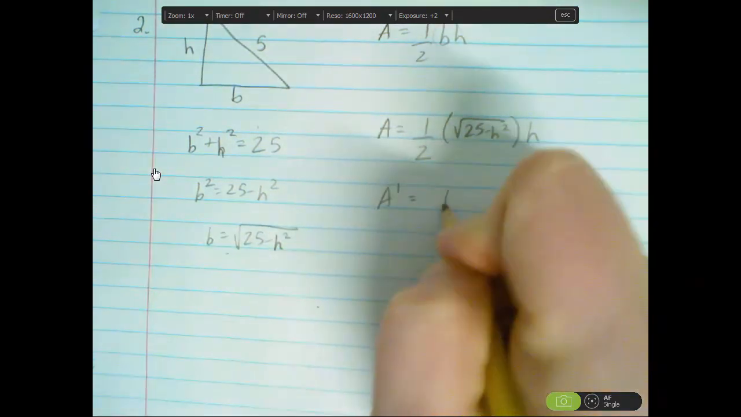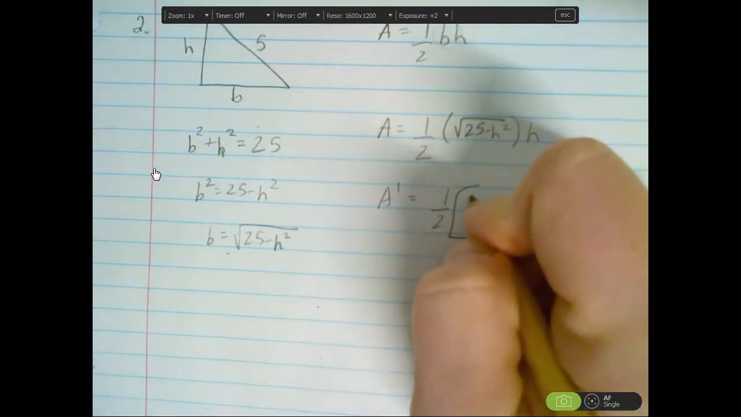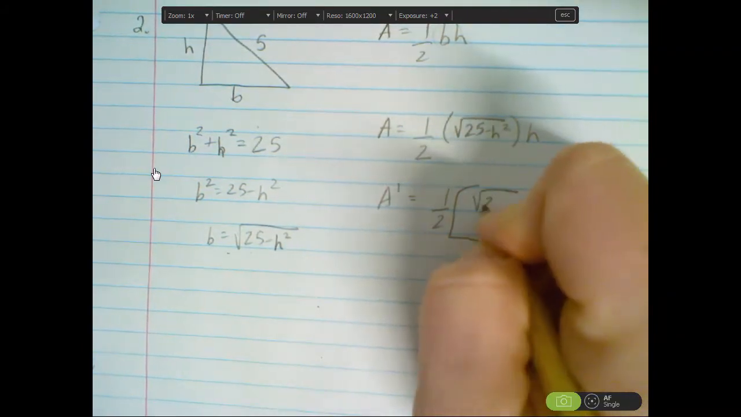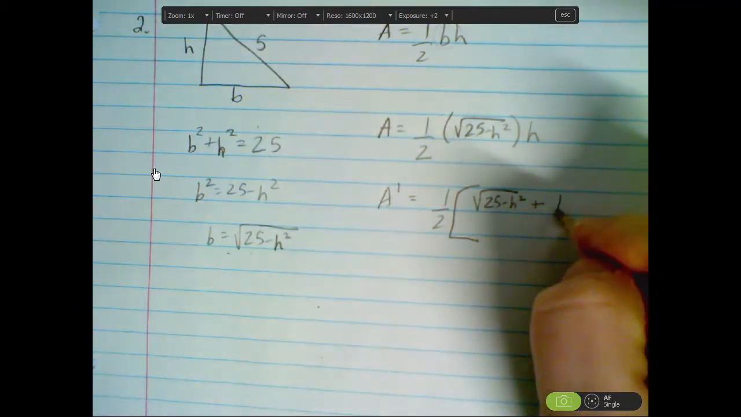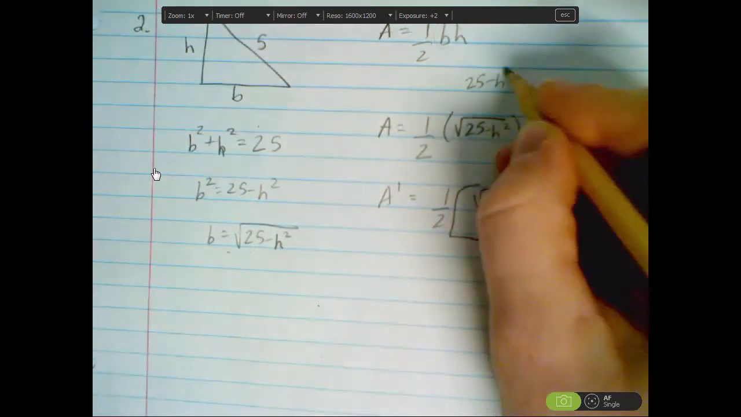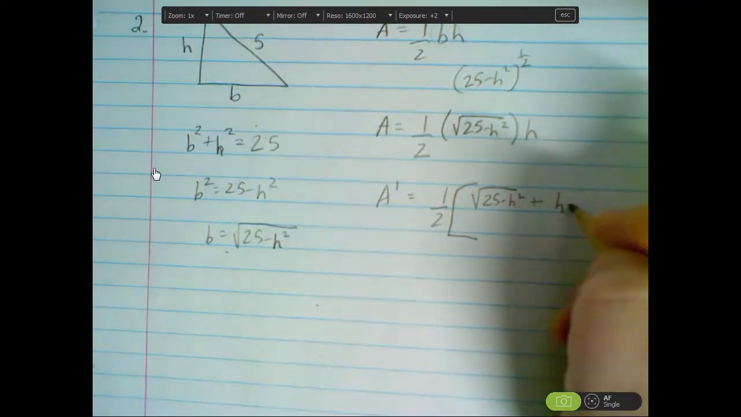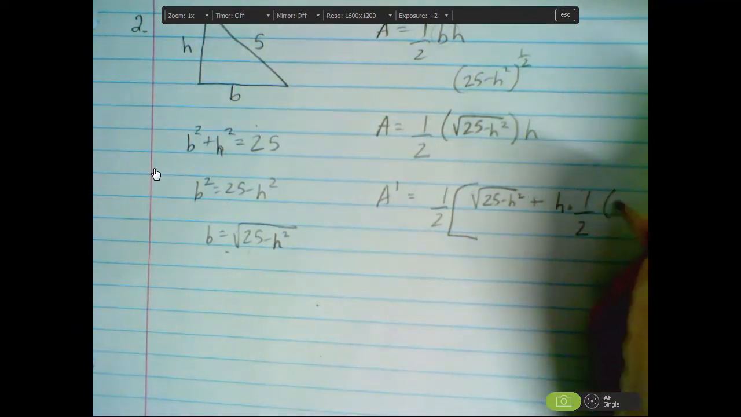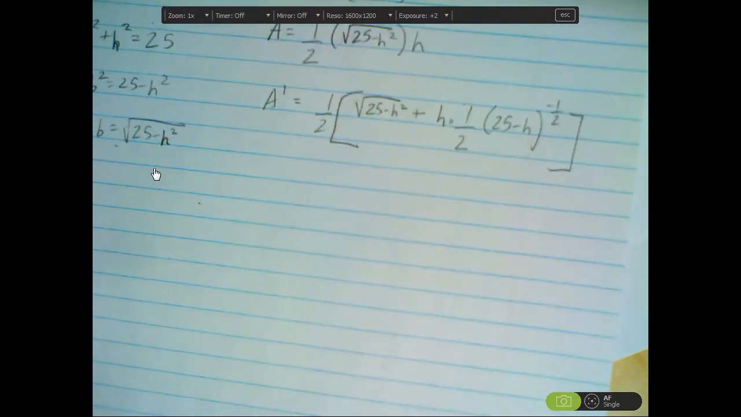So A prime equals 1/2 times product rule. First times derivative of the second is simply square root of 25 minus h squared. Plus second times derivative of the first is h times, now I'm going to write 25 minus h squared to the 1/2 to make it easier. So h times 1/2, 25 minus h squared to the negative 1/2. Okay, so there's my derivative.